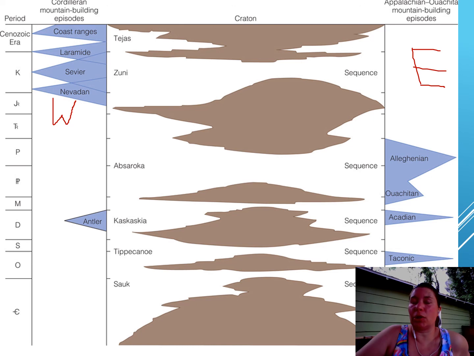And the brown is showing us where we've had more of North America exposed to the air, and the white is representing sea level. So we've had more of it buried by the sea, covered by the sea. So we're looking at pretty major transgressive, regressive cycles, which means sea level rise, sea level fall, and we're looking at big mountain building events as well. So we have Cordillera on the left, Appalachians on the right.